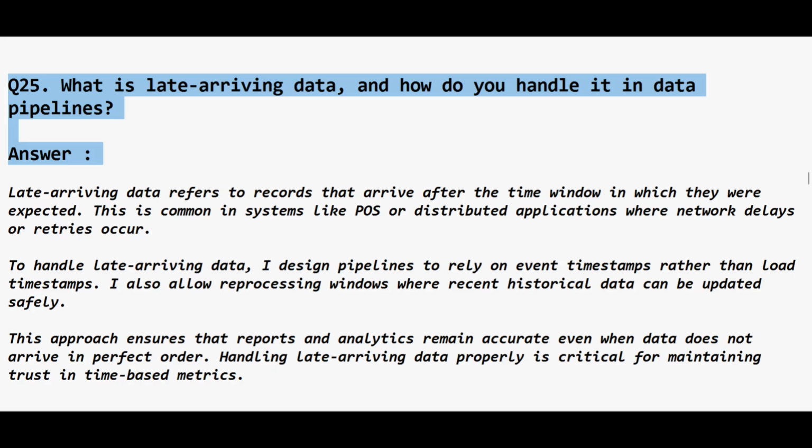I also allow reprocessing windows where recent historical data can be updated safely. This approach ensures that reports and analytics remain accurate even when data does not arrive in perfect order. Handling late-arriving data properly is critical for maintaining trust in time-based metrics.